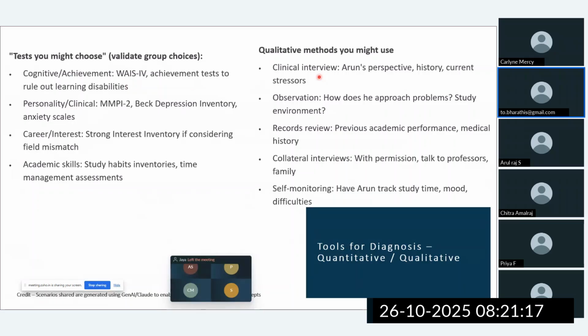It could be interviews, observations, records. This is what Chitra ma'am talked about, right? My academic performance, medical history, what it is that he is currently having. It also includes how Arun is really focusing. We may ask Arun to even track, hey, tell me how you are studying, when you are studying, how is your mood, how you are getting distracted. We may also ask them to do self-reporting.